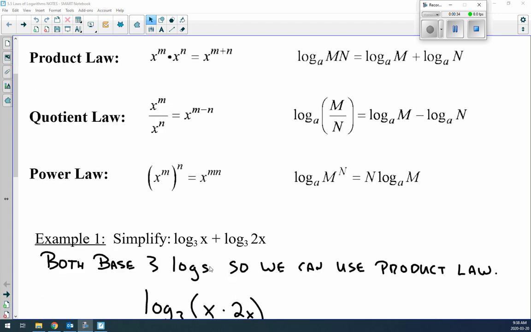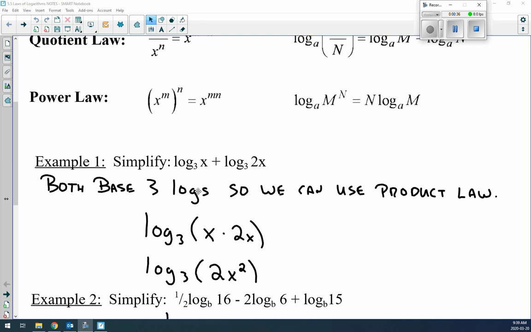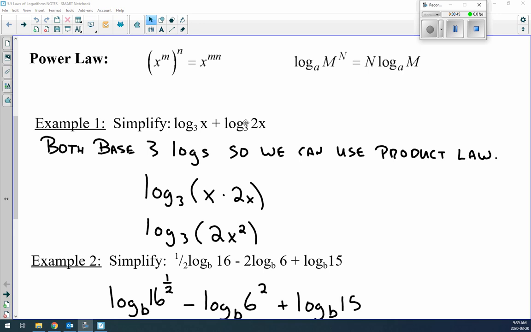So let's look at an example. What we can do is simplify logs. So log base 3 of x plus log base 3 of 2x. And they have to be the same base, so this is log 3 and log 3. Both are base 3 logs, so we can do the product law. What that means is when you're adding, it's the same as multiplying. So we have x times 2x, and that's easy to do. You end up with 2x squared. So what we've done is we've taken this one and changed it into that log.